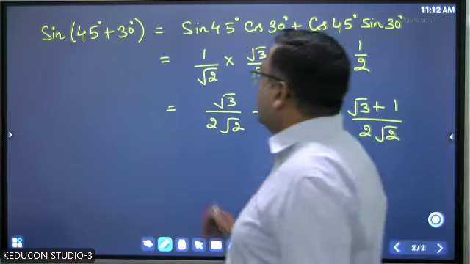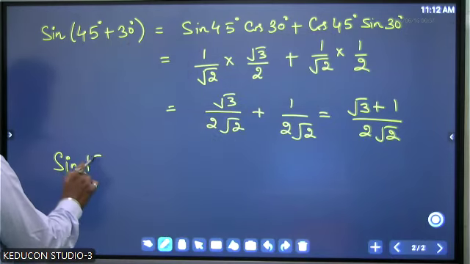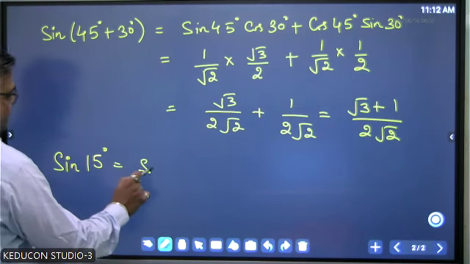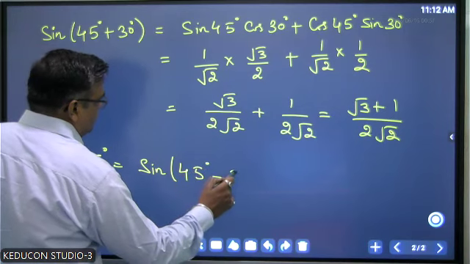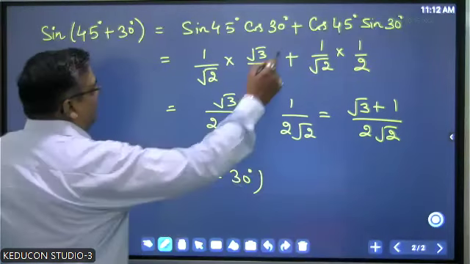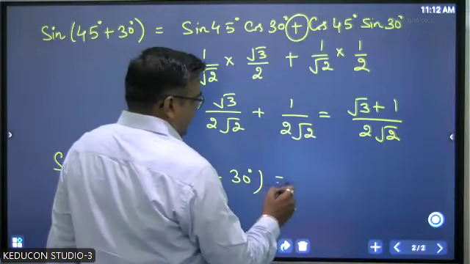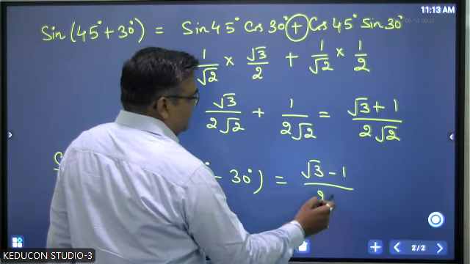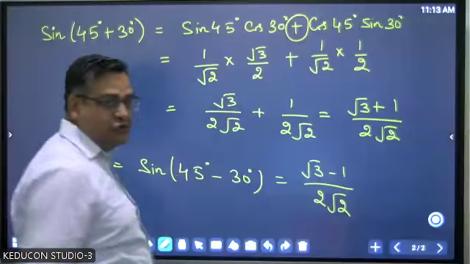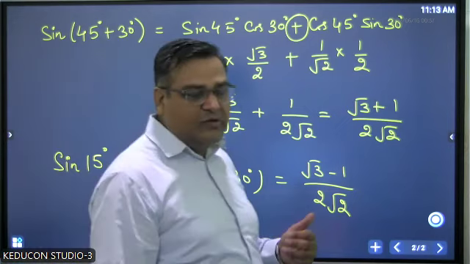Now when you have to find, let's say, sine 15 degree. Sine 15 degree can be written as sine 45 minus 30 degree. So this sign will only change. It will become negative, and this will become root 3 minus 1 over 2 root 2. So this is the value of sine 15 degree, right? So you can use these formulas.